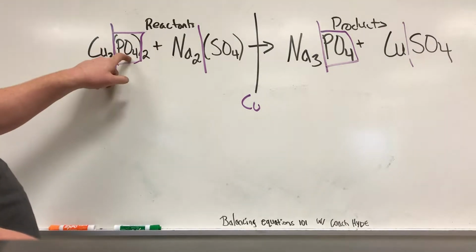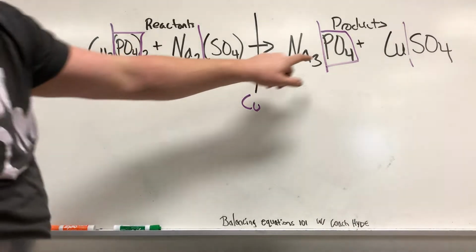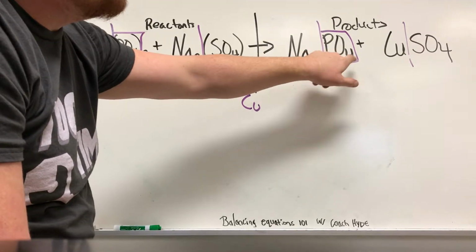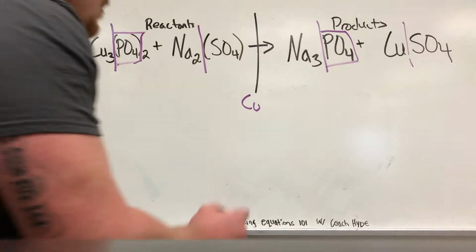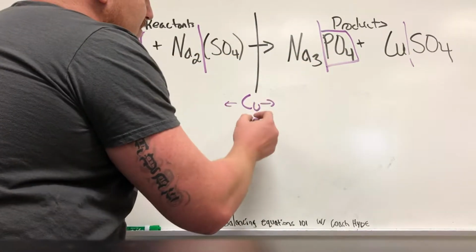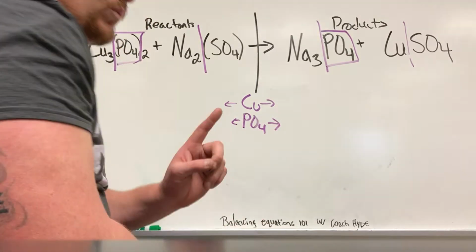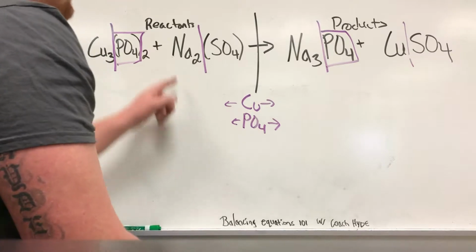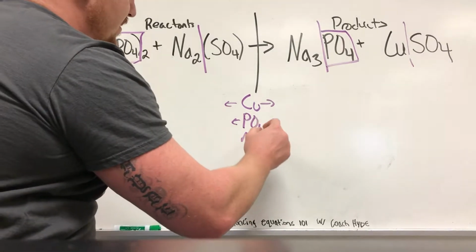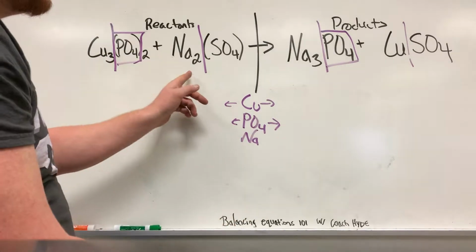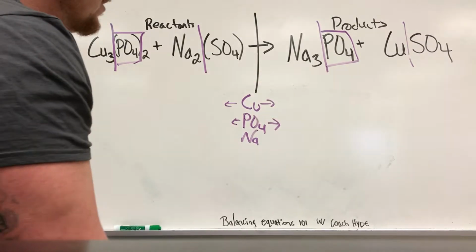Capital P, capital O, 4, capital P, capital O, 4. So these are identical. So what we're going to do here is combine them together and treat them as one thing. Moving on, Na2. We can't use the 2, I'm sorry, because we got 2 and a 3. So unfortunately, just leave that Na.